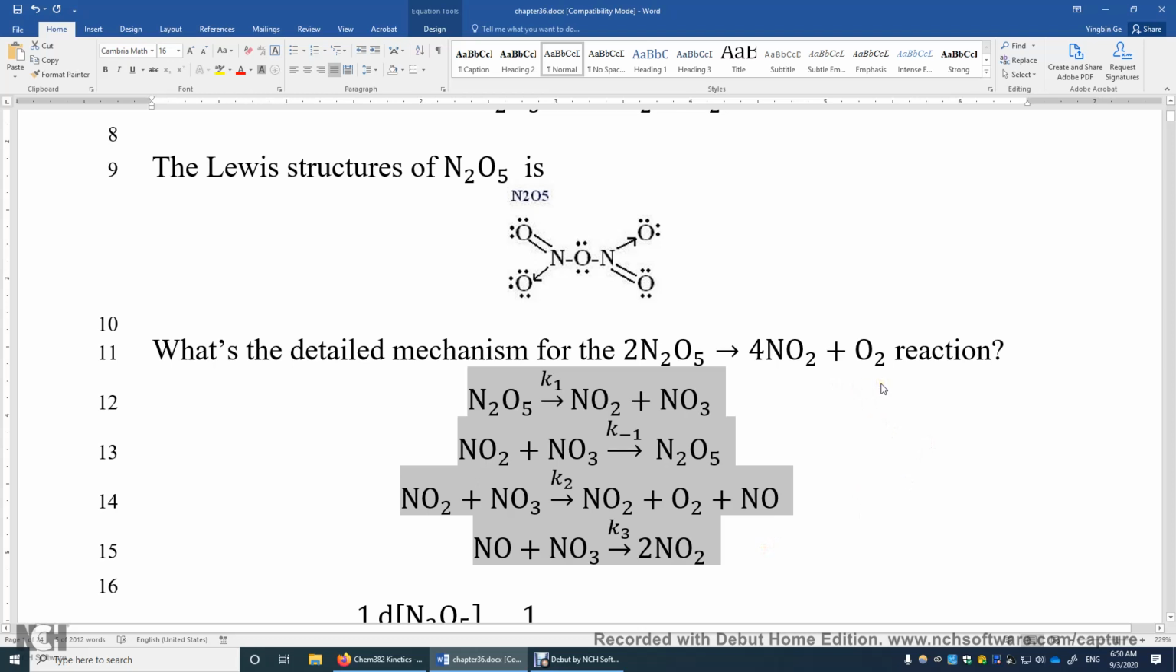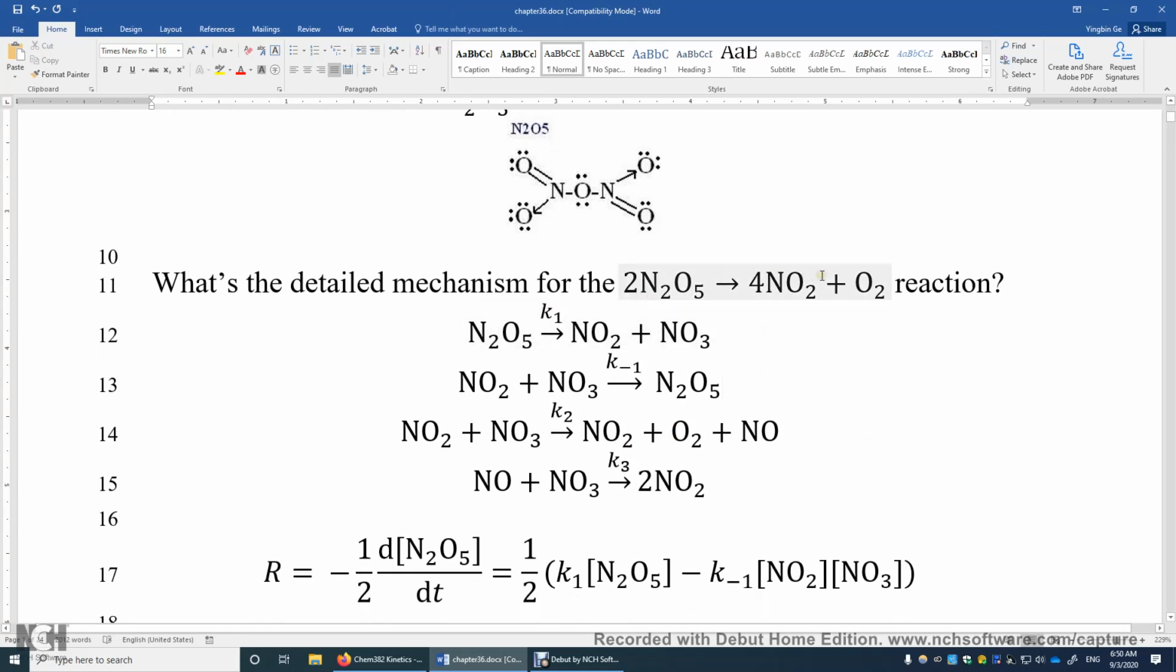By the way, there's a saying: kinetics is fact, mechanism is fiction. So this is our fiction here. We propose that this mechanism contains these 4 elementary reactions. All right, and then we look at these 4 elementary reactions and count how many chemical species are involved. 1, 2, 3, 4, 5. 5 species are involved. And that means we can write out 5 differential equations, 1 for each species.